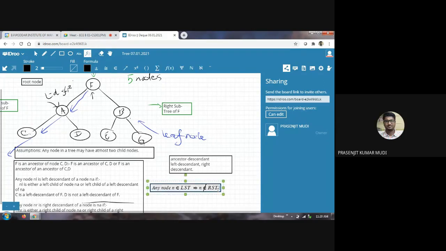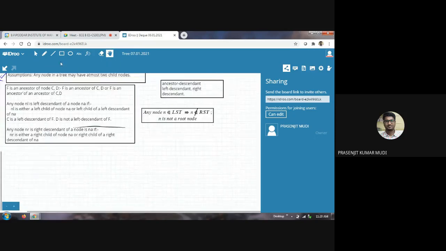Where provided n is not a root node. Yes, so this condition has to be satisfied. And why is it important? Because suppose we have a picture like this. This is a node. This is a node. This is a node. Okay.